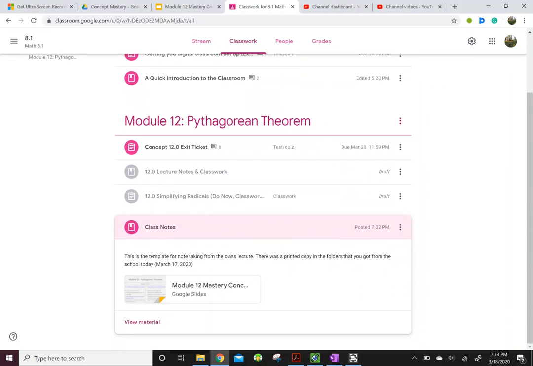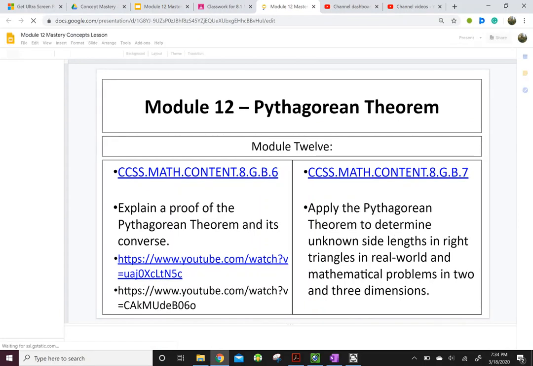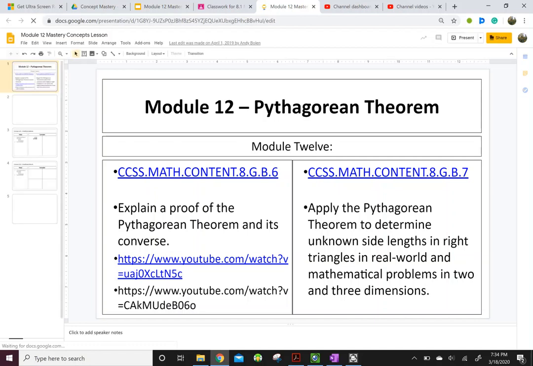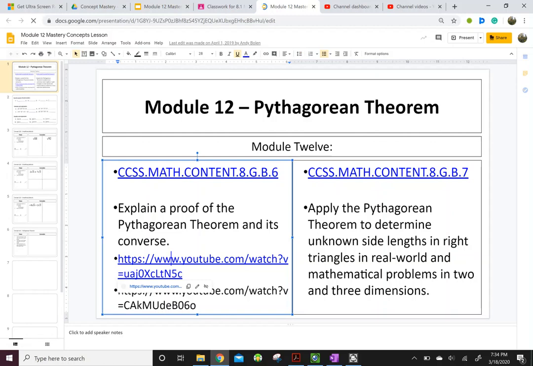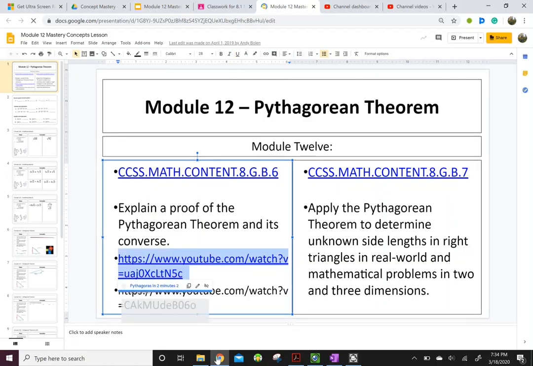It says this is a template for note-taking from the class lecture. There was a printed copy in the folders you got from the school today. You click on that, and it's going to bring you right to a Google slideshow. And you should be able to click on those blue highlights, and they'll bring you to some videos that give more explanation and more working through problems on YouTube.